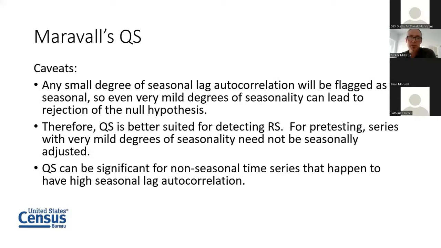So some caveats. Any small degree of seasonal lag autocorrelation would be flagged as seasonal. Sometimes we don't like this, because even if you have just a very, very mild amount of seasonality, QS is going to identify that and flag it. So for that reason, it's really better suited in the third post-testing step for detecting residual seasonality. Because in pretesting, sometimes we have series with a very mild degree of seasonality, and we might decide that it doesn't really need to be seasonally adjusted, but in that case, QS could still flag it.